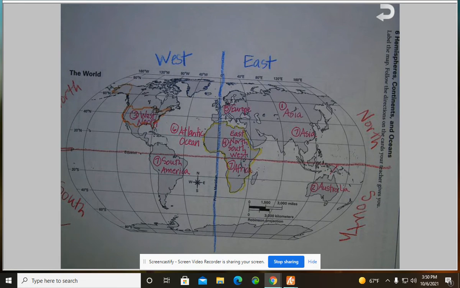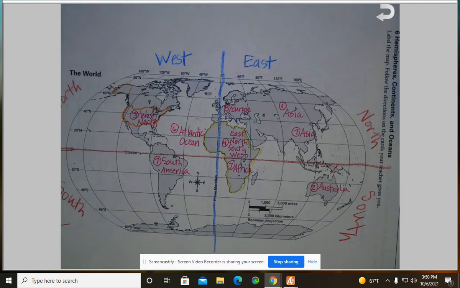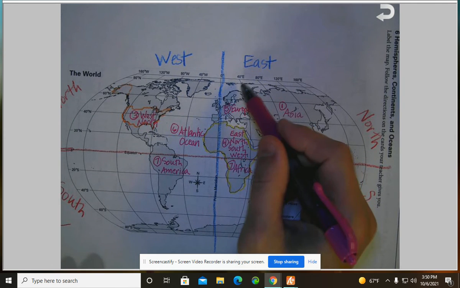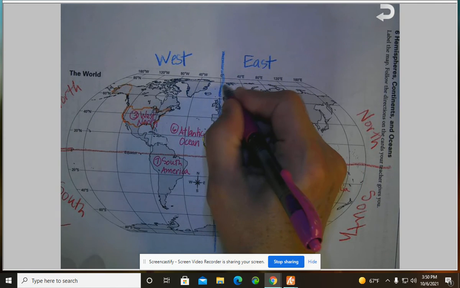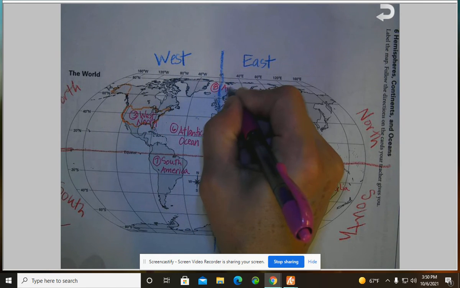Number 8, label the ocean that lies north of Europe. Looking at the map, we see that to the north of Europe is the Arctic Ocean. Therefore, number 8 is the Arctic Ocean.